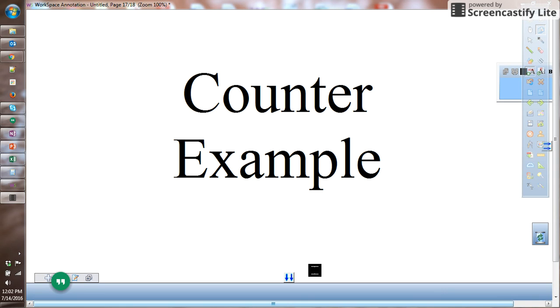Okay, so counterexamples. We can help determine the truth values of statements by using counterexamples. Counterexamples are one of the most effective tools we have in order to determine the truth value of something. Specifically, if we want to show that something is false.